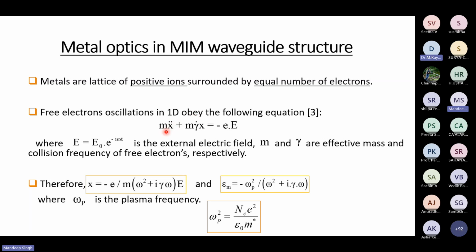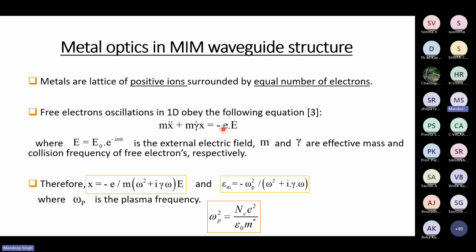That is, m is the mass of the electron times the second order derivative of position, x with respect to time, plus m gamma x-dot, equal to minus e E, where e is the charge and capital E is the electric field. So this 1D equation supports the movement of the electrons across the positive ions.